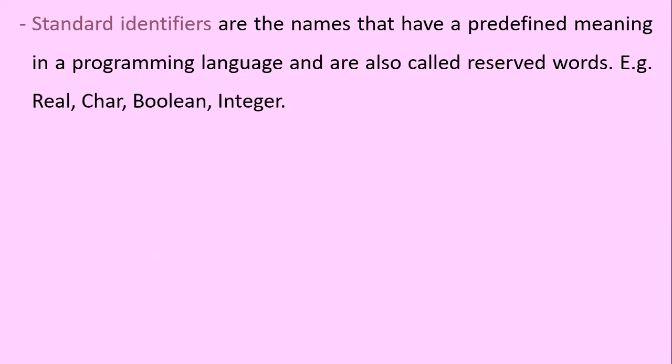Standard identifiers are the names that have a predefined meaning in a programming language and are also called reserved ones. For example, real, char, Boolean, integer, amongst the others.